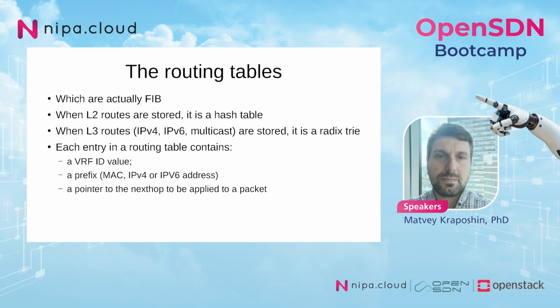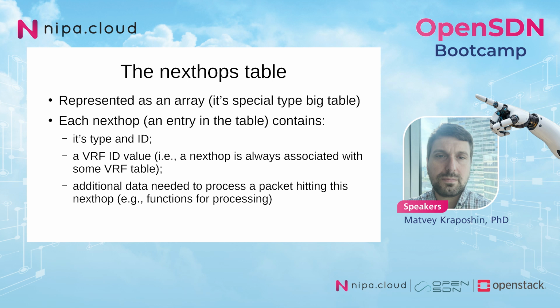And each entry in the forwarding table contains a VRF ID value, so we can use this value to identify the VRF to which the route belongs. Then there is a field that contains the prefix. It can be an L2 prefix, MAC, or an IPv4 or IPv6 address. And there is a pointer to the next hop. Actually, next hop is an action which is applied to a packet processor. So next hop can be regarded as instructions.